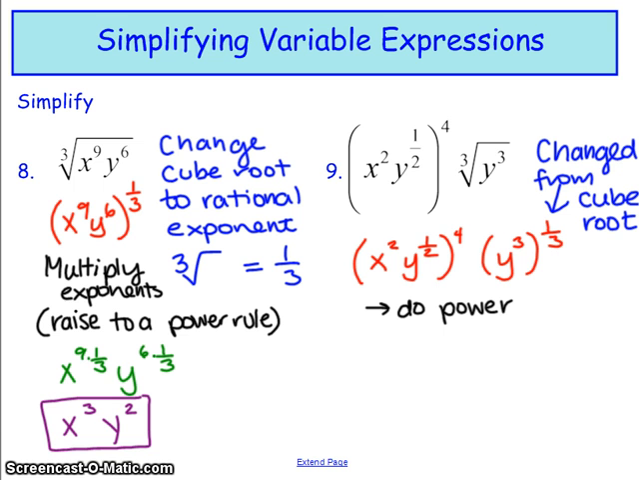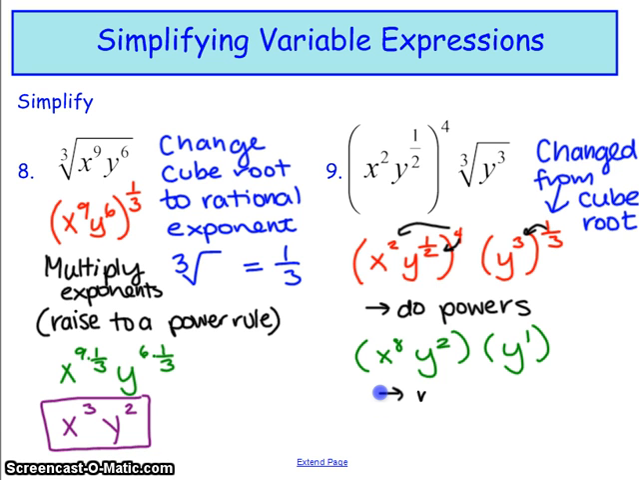So in my first parentheses, I'm going to have x to the 8th because I had 2 times 4. And then y to the 2 because 1/2 times 4 is 2. And in my second parentheses, I'm going to have y to the 1 because 3 times 1/3 is 1. Next, I should have said powers. So I put the 4 in here, the 4 in here, and the 1/3 in here.